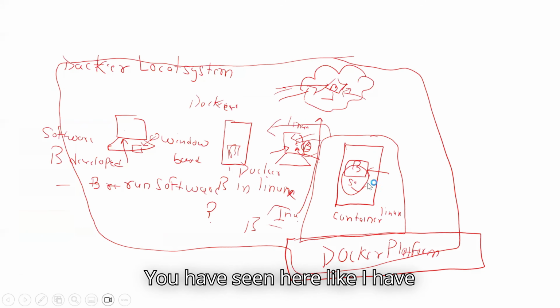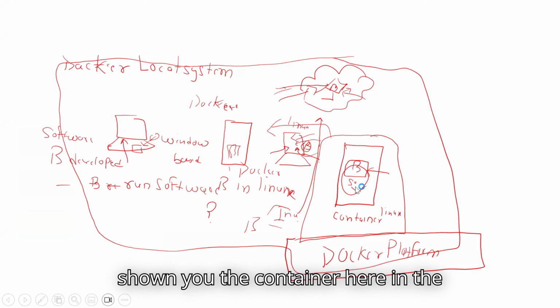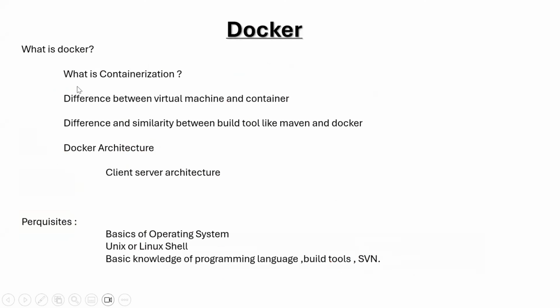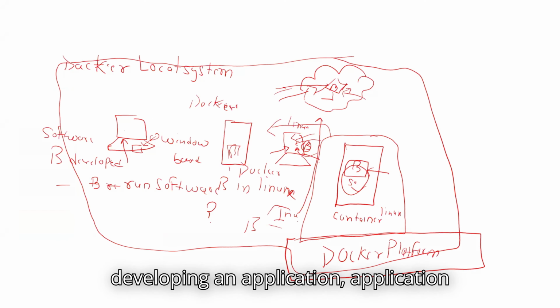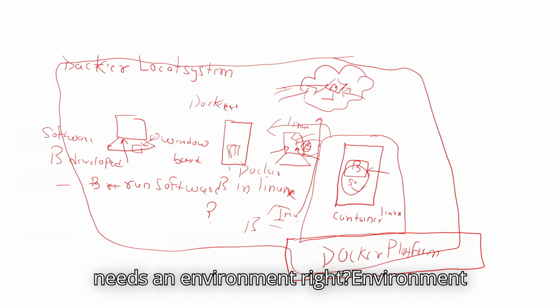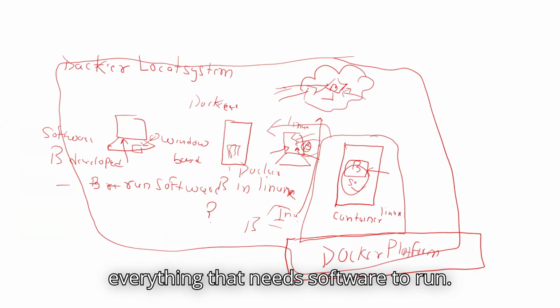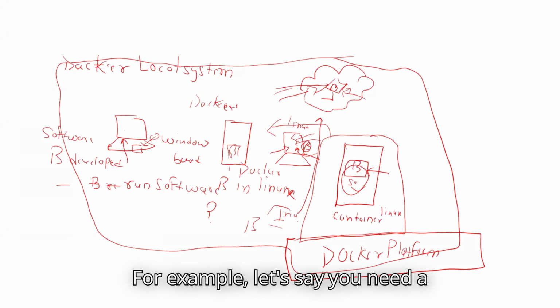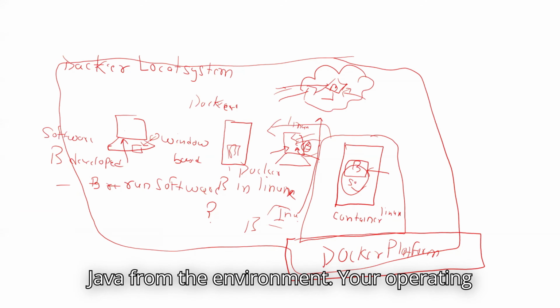You have seen here, I have created a container. I mean, I've shown you the container here in the slide. See, in a local system also, when you are developing an application, it needs an environment, right? Environment means from where it takes everything that a software needs to run. For example, let's say you need Java to run your application. It picks Java from the environment.